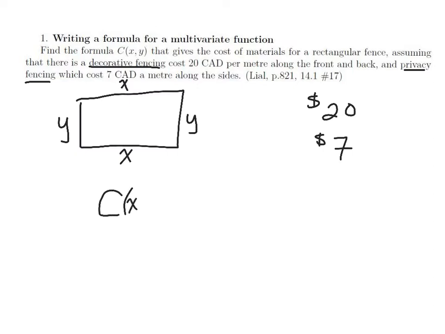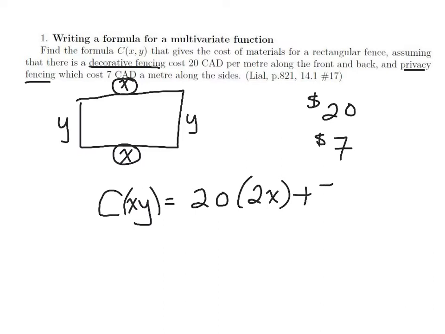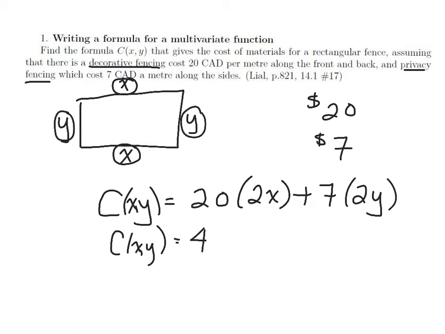C at xy is going to be 20 times 2x, because there's an x at the front and the back, plus 7 times 2y, because we have a length y on either side. When we simplify that, we get 40x plus 14y. And that will be the multivariate function representing the cost for this rectangular fencing around the yard.